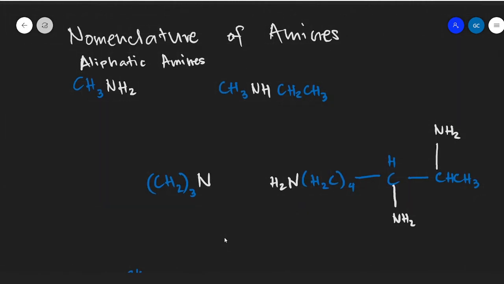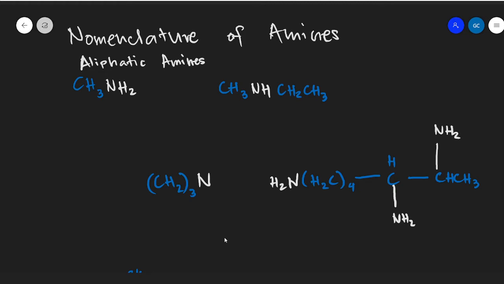So let's start with our aliphatic amines. As you may see here, I have our first three examples. Those are representatives of primary, secondary, and tertiary amines. So why am I mentioning that?